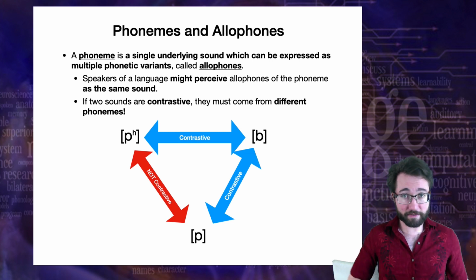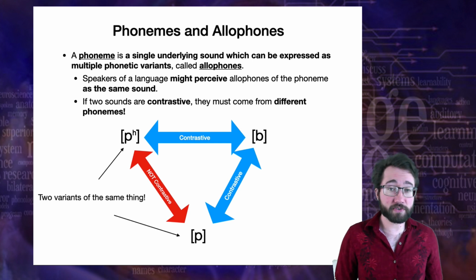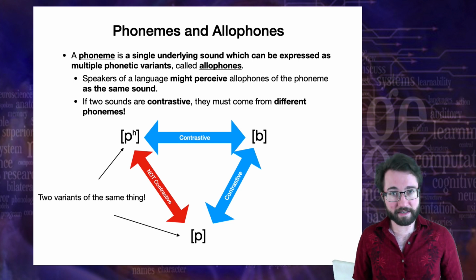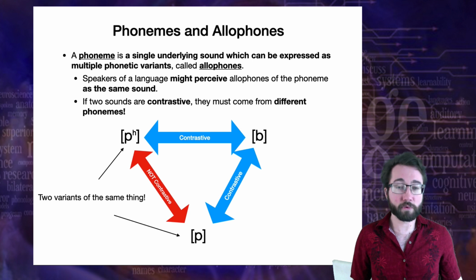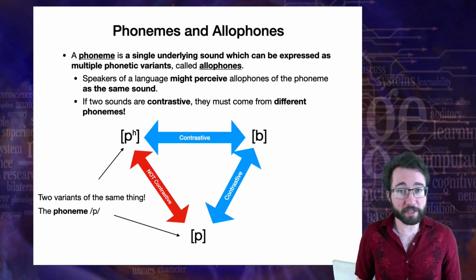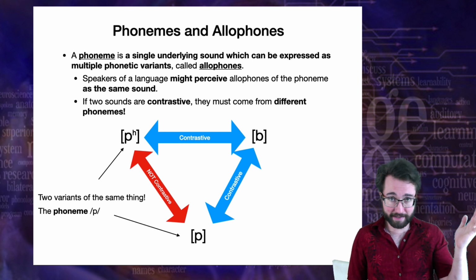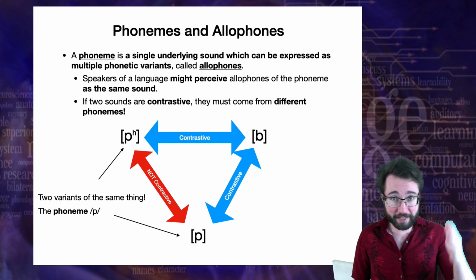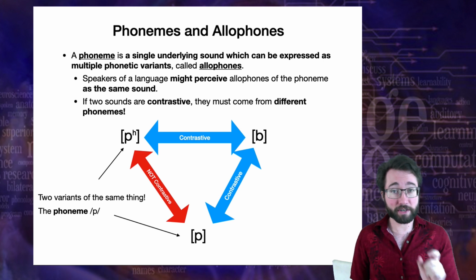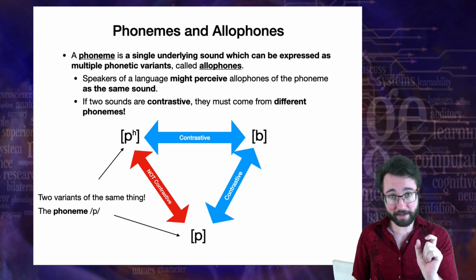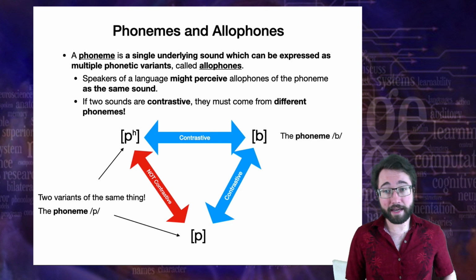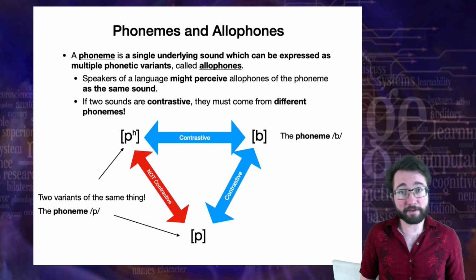Those are not contrastive. And so we say that those two sounds are actually two variants of the same underlying thing. And what is that underlying thing? It's the phoneme P in English. So the phoneme P appears in these two different guises depending on the context. It can manifest as different sounds in speech, but underlyingly it's the same mental category, the phoneme P. And the thing it's contrasted with here is the phoneme B in English.